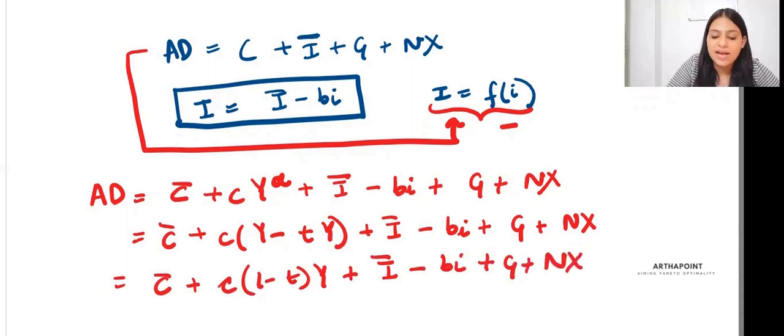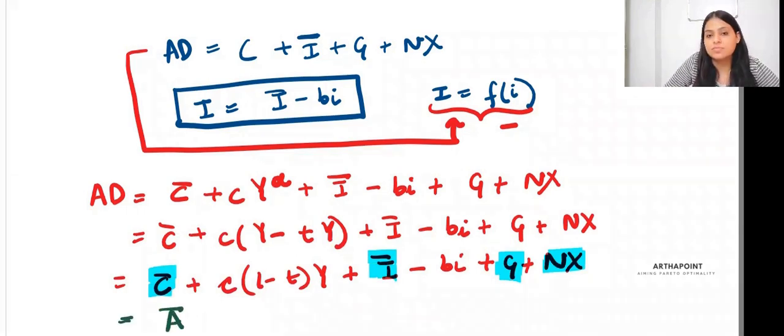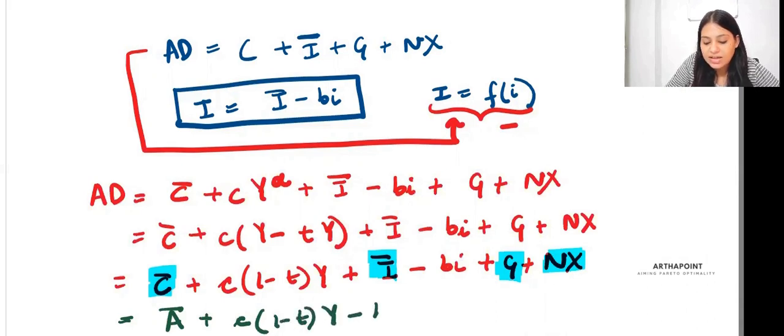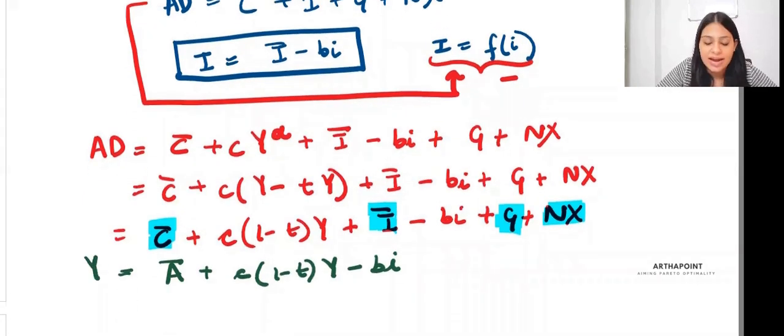Now my NX is autonomous, G is autonomous, I bar is autonomous, C bar is autonomous. So I can bring all of these together and say that this becomes my A bar plus C(1 minus T)Y minus BI. And at equilibrium, aggregate demand should be equal to the amount of planned output. So demand and output should be the same, and I equate this to Y at equilibrium.